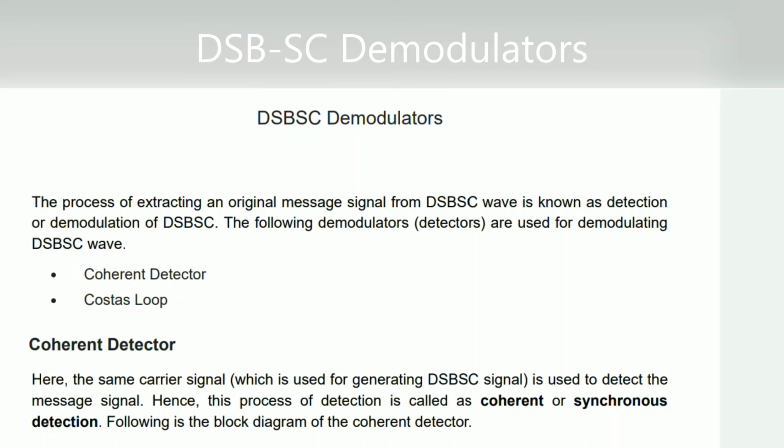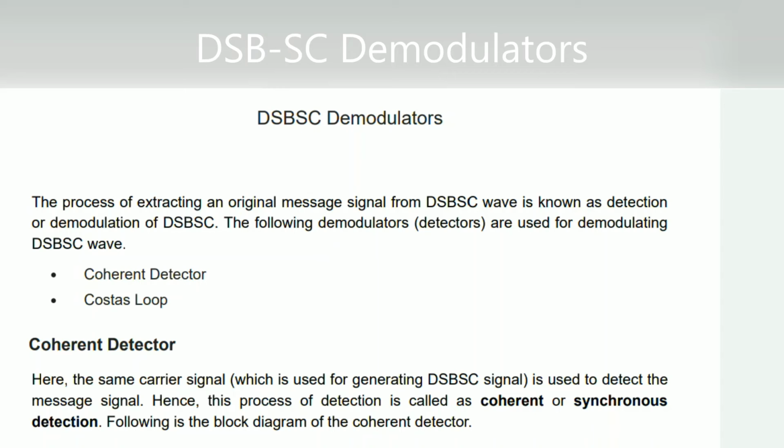Here, first of all, we will see the definition of demodulation. The process of extracting an original message signal from the double sideband suppressed carrier wave is known as detection or demodulation. It means the output of the demodulator is the message signal, that is the original signal. From where are we getting the message signal? From the modulated signal, that is the double sideband suppressed carrier wave.